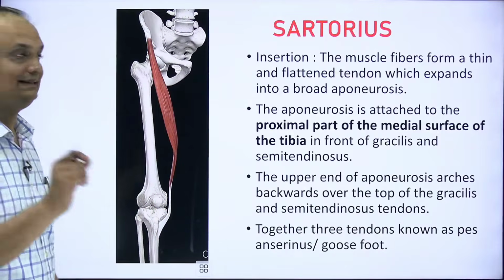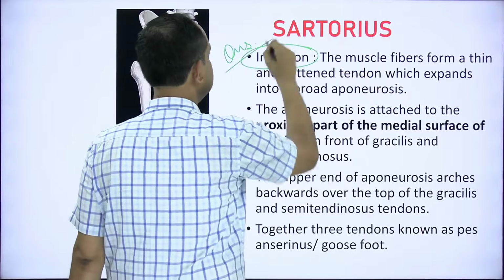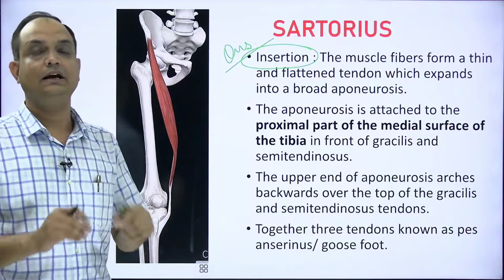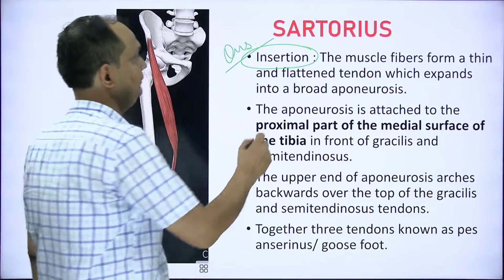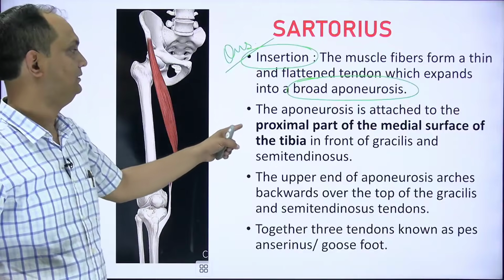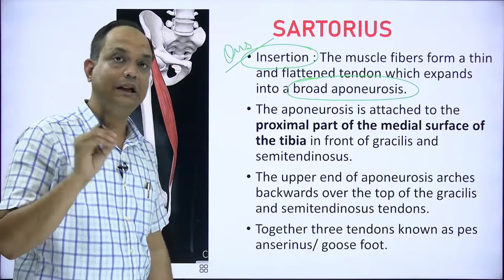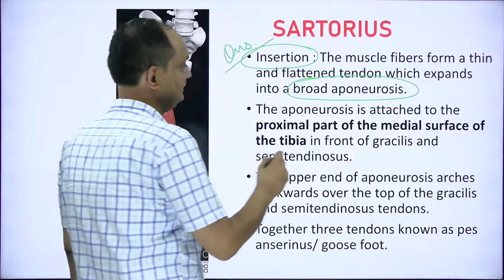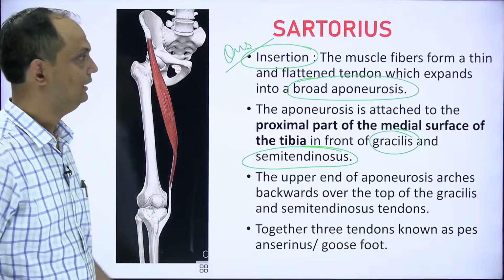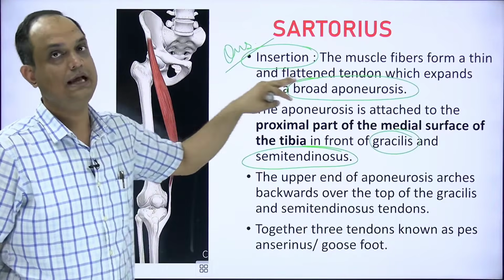Now, what is the exact insertion of the Sartorius? Now, this is a very commonly asked question in your exam about the insertion pattern of the Sartorius, because you will realize that the Sartorius is inserting in the form of a flat aponeurosis or broad aponeurosis, and this insertion is very important because there are attachments of 3 muscles at a single point, and these muscles are gracilis, semitendinosus and sartorius, clear. So, the muscle fibers form a thin and flat tendon, and this is known as aponeurosis.